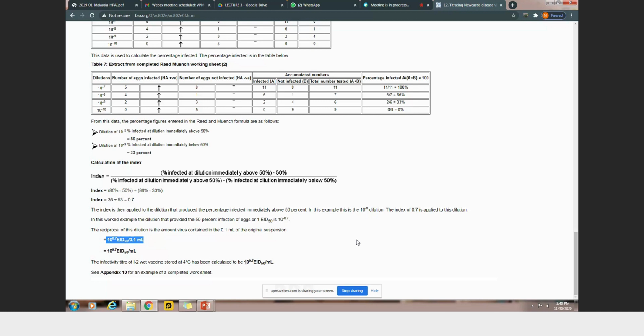You just multiply it by 10 to the power of 1, because 100 microliter to 1 ml, you just add 10 to the power of 1. So you get 8.7 plus 1, which is 10 to the power of 9.7 EID 50 per ml. So basically this is the concentration of our virus in EID 50 per 1 ml of virus suspension. Any question, class?